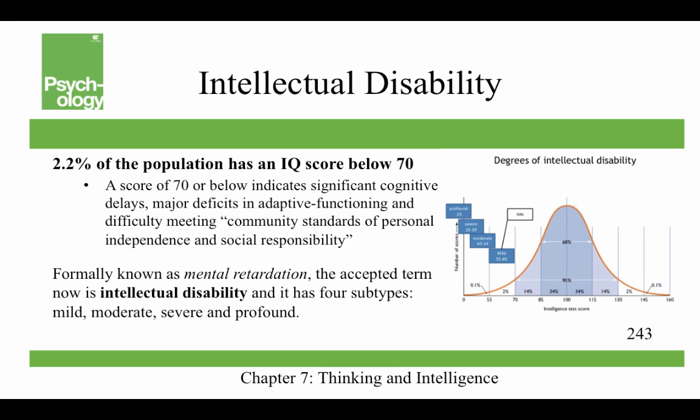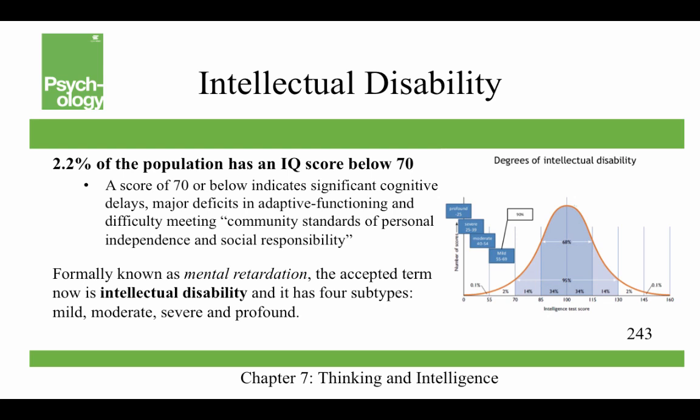2.2% of the population has an IQ below 70, and that indicates significant cognitive delays, major deficits in adaptive functioning, and difficulty meeting community standards of personal independence and social responsibility. It used to be called mental retardation, but the accepted term now is intellectual disability, and it has 4 subtypes. Mild, which is a full 85% of people with an intellectual disability.